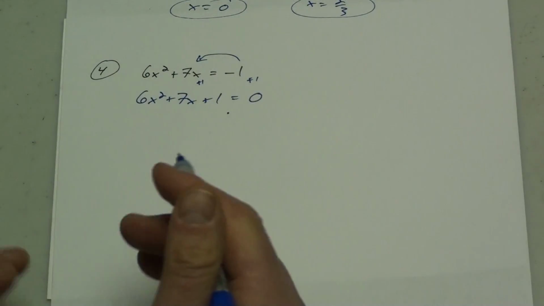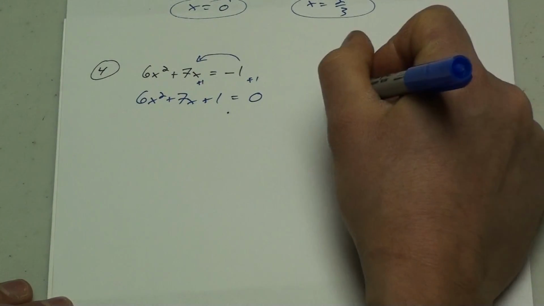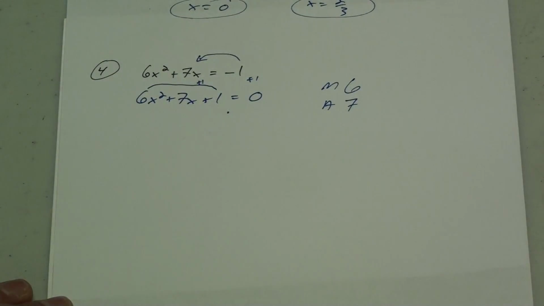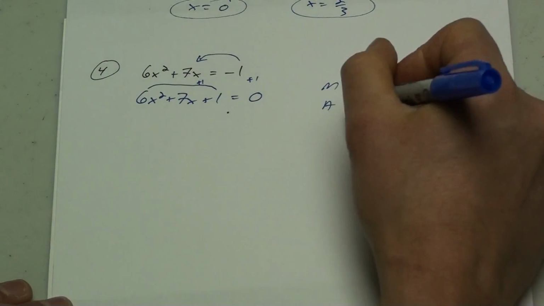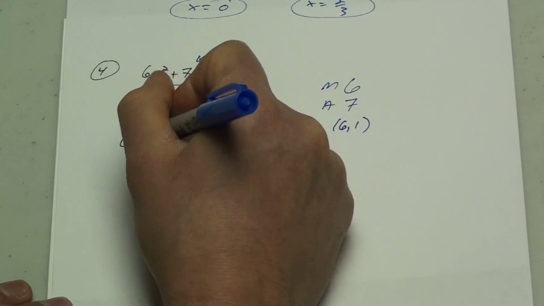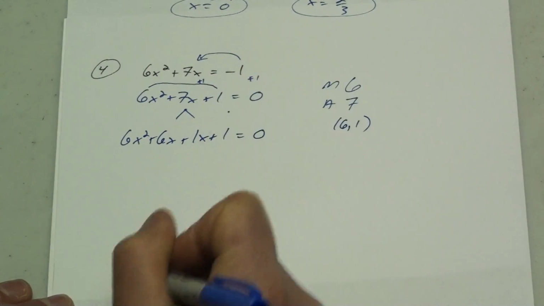And now I can factor this. This is a complex trinomial. So I need two numbers that multiply to the first and the last number multiplied together. So multiply to 6, add to 7. That would be 6 and 1. Split my middle term up. So 6x squared plus 6x plus 1x plus 1 equals 0.